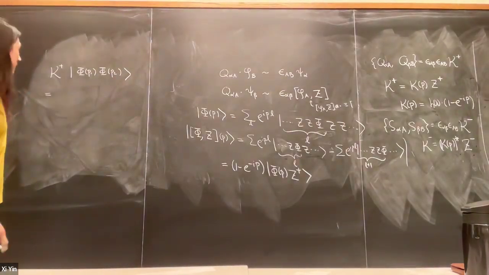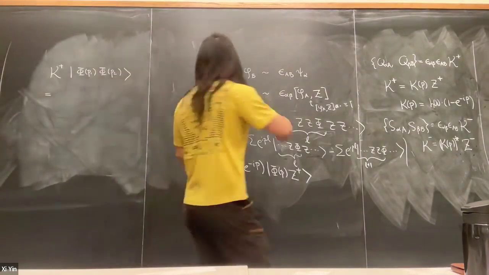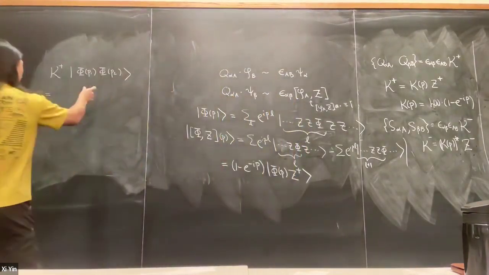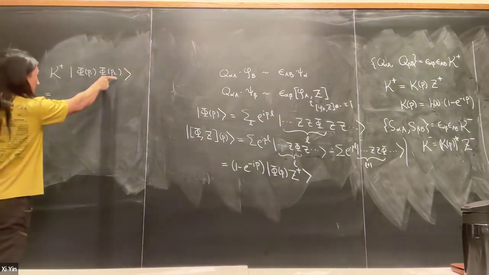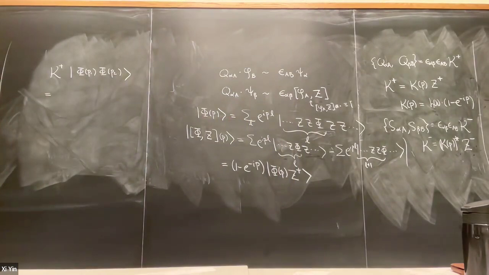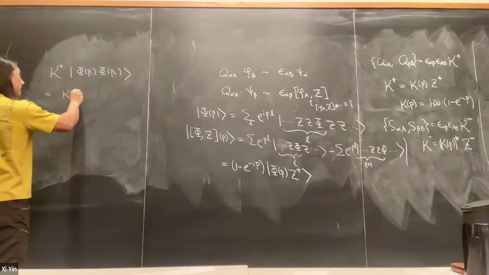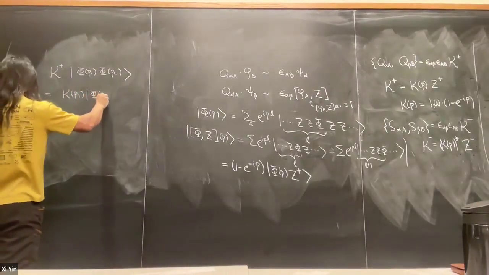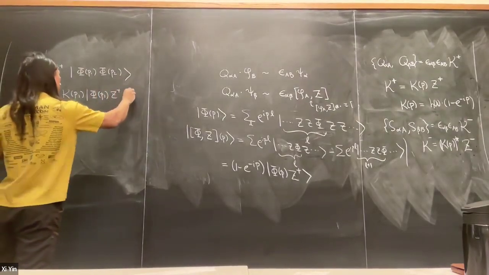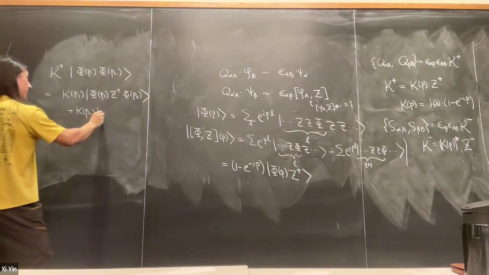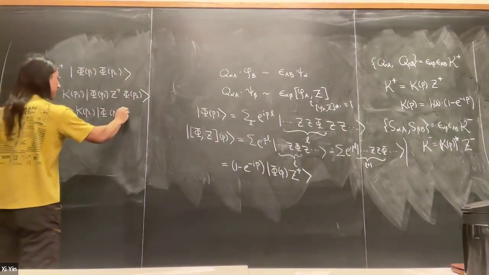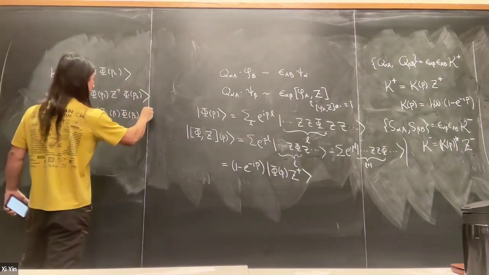By construction, it's going to act on this by replacing the first phi with the phi Z commutator, plus the second term, which is the second phi with the phi Z commutator. And so that's supposed to give us K P1 phi P1 Z plus phi P2, plus K P2 phi P1 phi P2 Z plus.